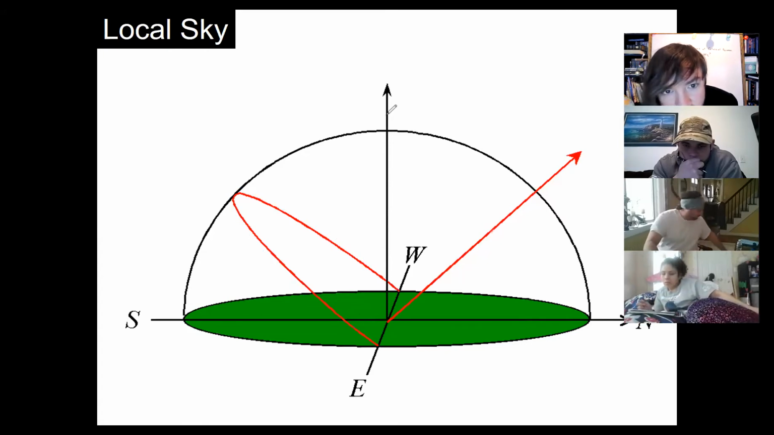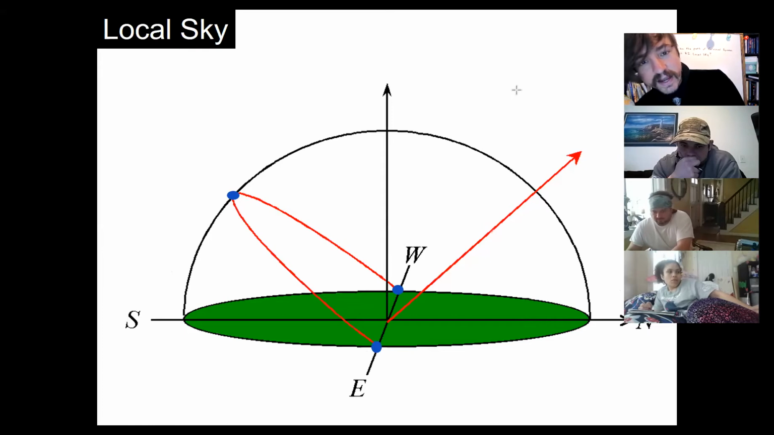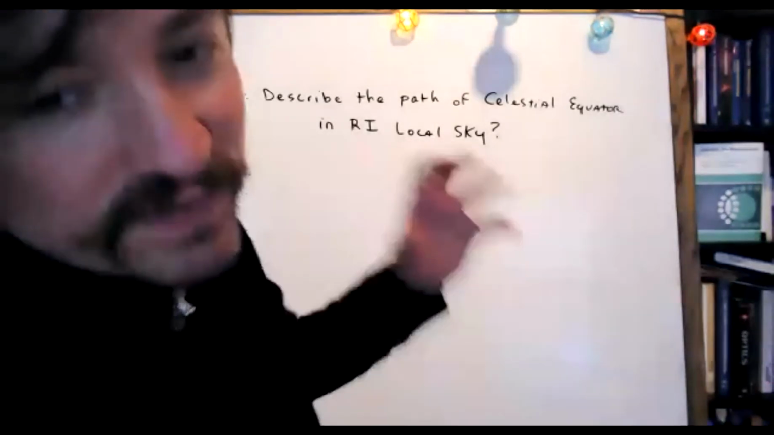The best way to deal with this is to describe 3 points along the path. The point where the celestial equator rises, the highest point that the celestial equator will reach, and the point where the celestial equator will set. Those 3 blue dots are the rise, the reach, and the set. And that's what we're trying to do. For each point, we're going to require an altitude and an azimuth. That's a set of 6 numbers.